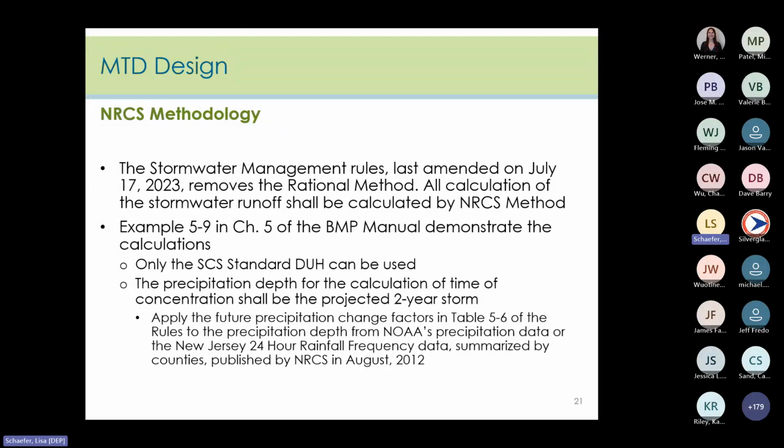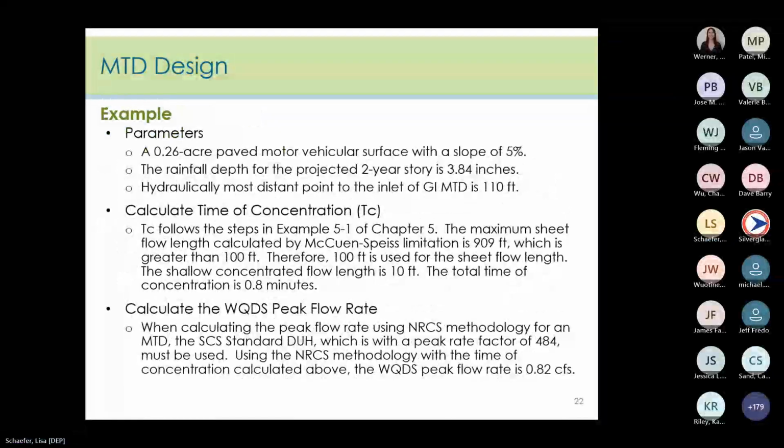So remember to apply the future precipitation change factor from table 5-6 of the rules to either the 2-year NOAA precipitation data or to the county rainfall data to calculate the precipitation depth for the projected 2-year storm. This example is sizing an MTD using the NRCS methodology. This example will walk you through what's now required.